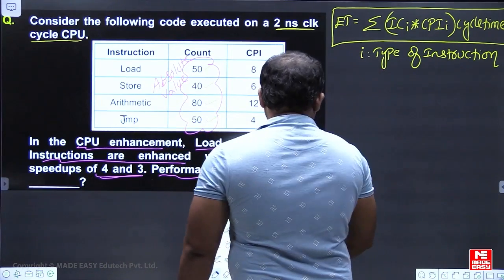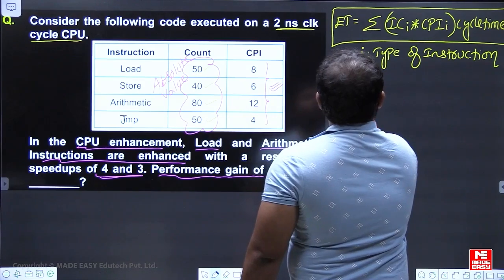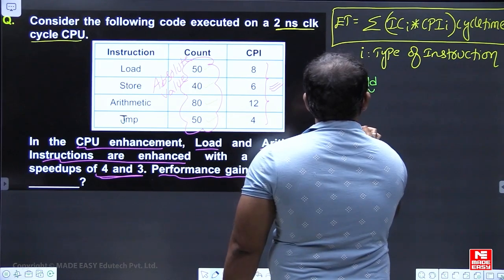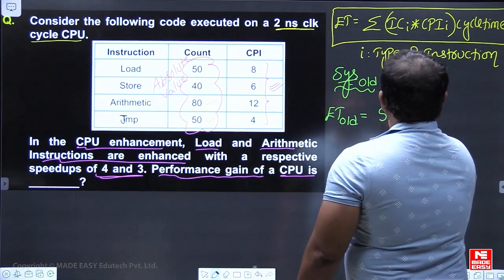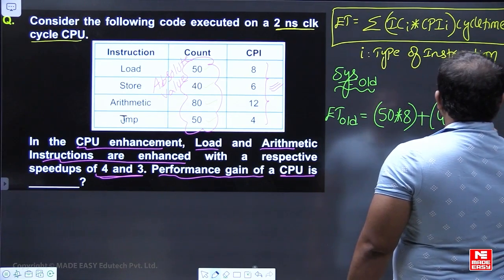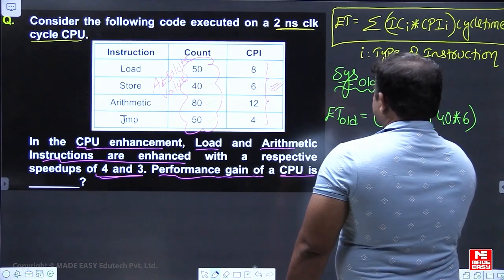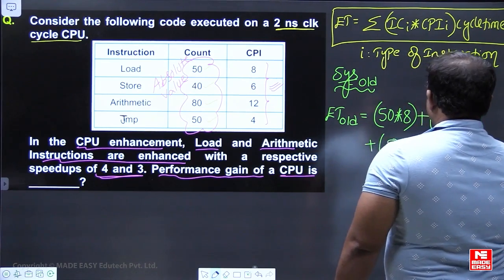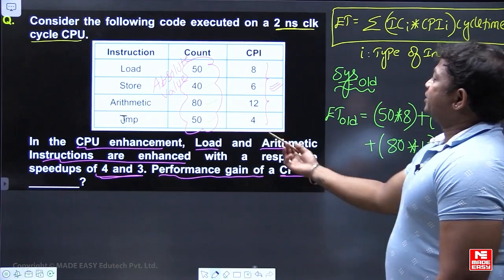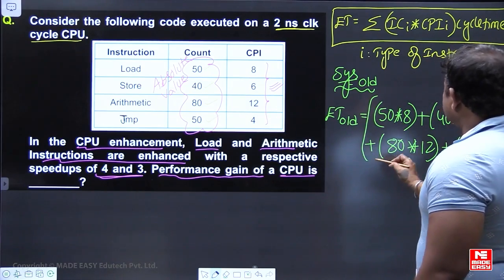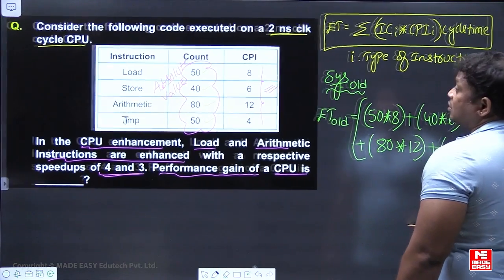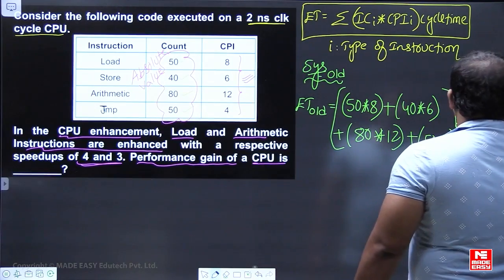First take the old system. Execution time of the old system is equal to 50 instructions into 8 cycles plus 40 instructions into 6 cycles plus 80 instructions into 12 cycles plus 50 instructions into 4 cycles. They gave the count of instructions and also the CPI, into cycle time. The cycle time of the computer is 2 nanoseconds. That is mentioned already. Into 2 nanoseconds.